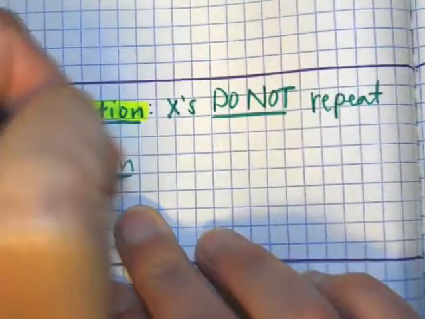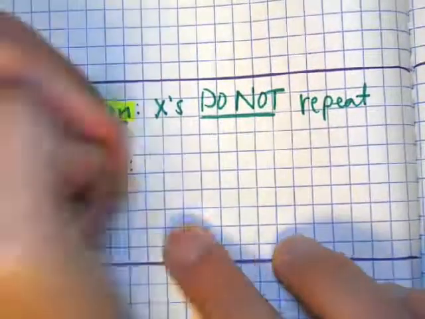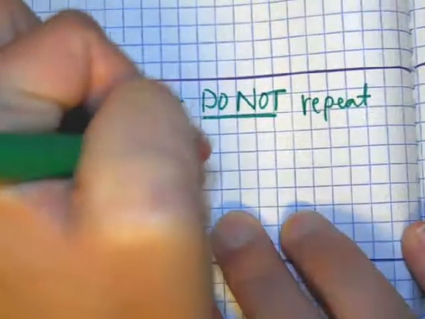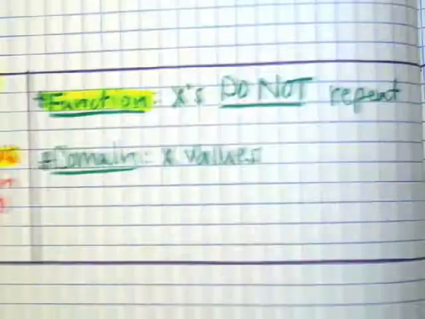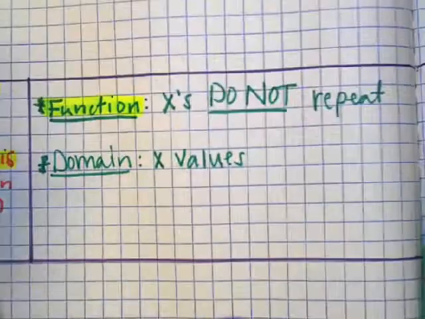Have y'all heard domain before? You should have. Domain is going to be all of your x values. Whatever is an x number in an ordered pair on the graph, that's going to be a domain if it's an x number.